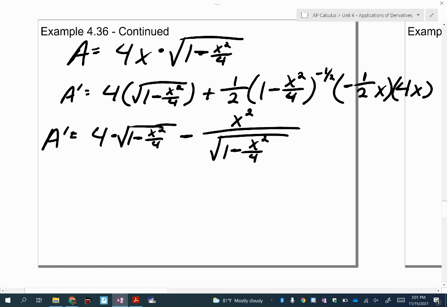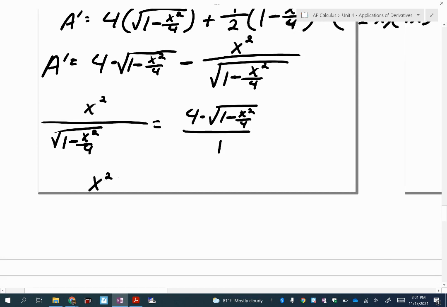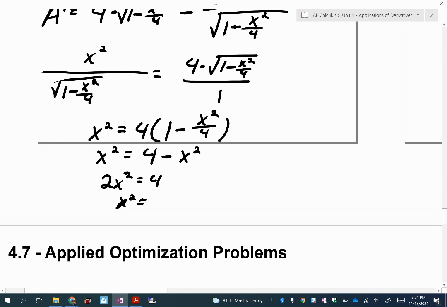So now what I'm going to do is, since this is equal to 0, I'm going to set up a proportion that has x squared over the square root of 1 minus x squared over 4 equals 4 times the square root of 1 minus x squared over 4 all over 1. When you cross multiply, you get x squared equals. Now watch what happens here. You have 4 times, and when you multiply a square root times a square root, the square root goes away. So you have 1 minus x squared over 4. I'm going to distribute to get 4 minus 4 over 4 becomes 1, so minus x squared. Moving the x squared to the other side, you get 2x squared equals 4, or x squared equals 2.